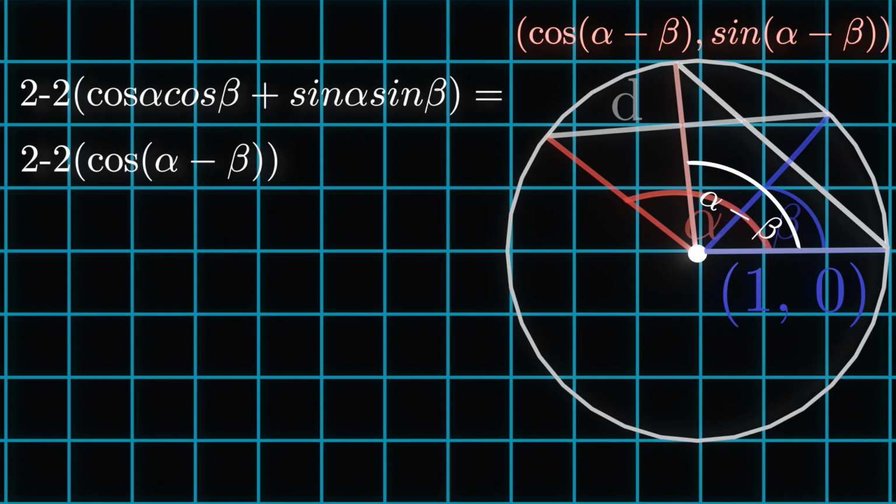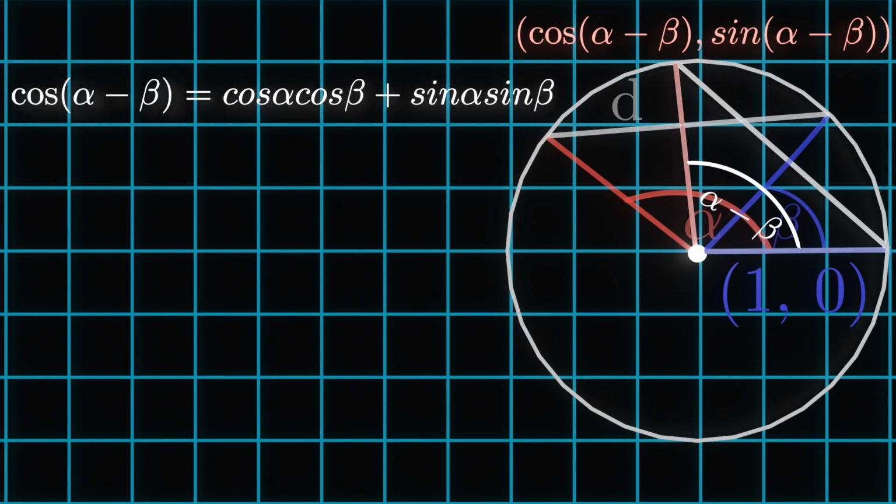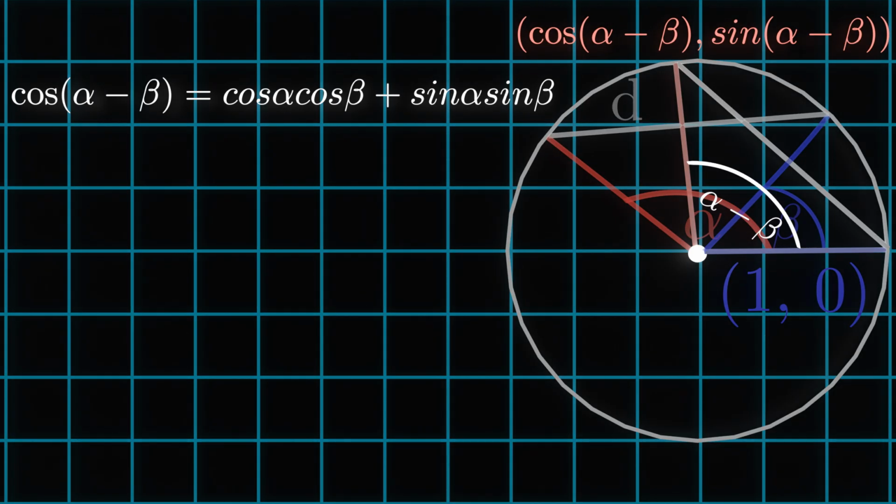Now we just do some simple algebraic manipulation. We subtract 2 from both sides, multiply by -1, divide by 2, rearrange, and we get the final formulation. Cosine alpha minus beta is equal to cosine alpha cosine beta plus sine alpha sine beta. There you have it. That is the difference angle formula for cosine. This is the only proof we're going to go over in the video. The rest is just going to be deriving formulas from this one.